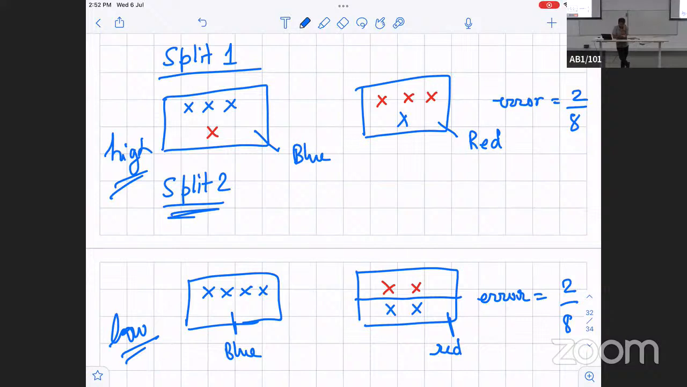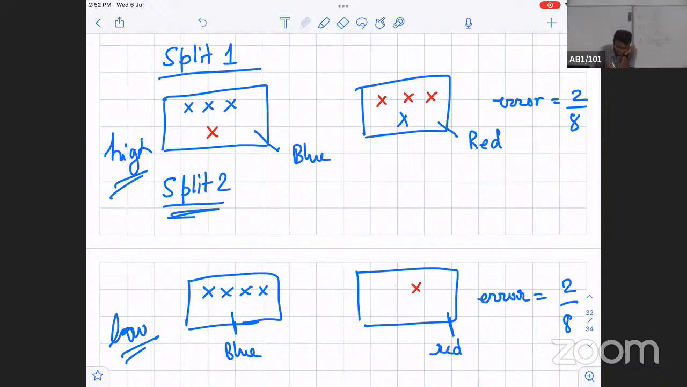No, the total number of blue data points is 4. Oh, okay, I see what you're saying. So let's fix that. I think I just hastily put this together. What would be a better example? You remove these two crosses from this and make it red. I need to have the same error. Three red and one blue.